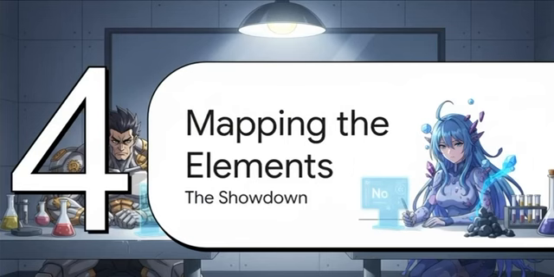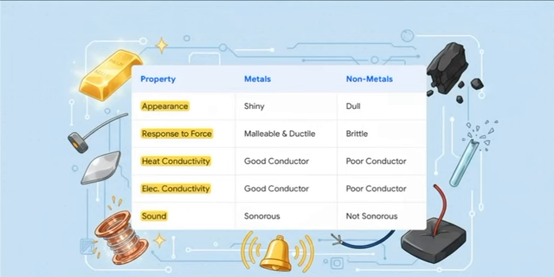Okay, we've built our two profiles. Now for the fun part. Let's bring our two suspects into the interrogation room, put them side by side, and compare the evidence directly. And when you lay it all out side by side like this, the differences are just crystal clear. Shiny versus dull, malleable versus brittle, conductor versus poor conductor. It's really a tale of opposites, isn't it? This comparison is the key to solving our elemental mystery. It lets you identify pretty much any substance you find.